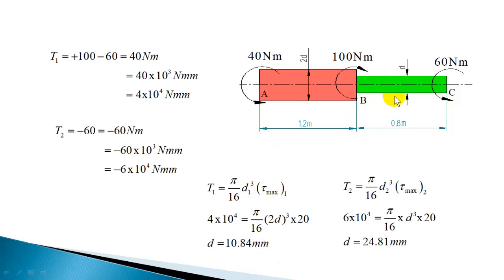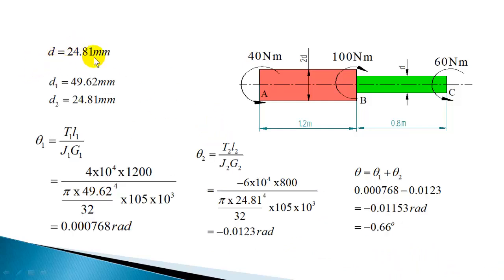The condition given is that the shear stress in the shaft should not exceed 20 megapascal. So you should use D as 24.81. So D is 24.81 and D1 is 2 times D, that is 49.62. The diameter of the first section, which is 2D, is 49.62 mm, and the diameter of the second section is D itself, 24.81 mm.